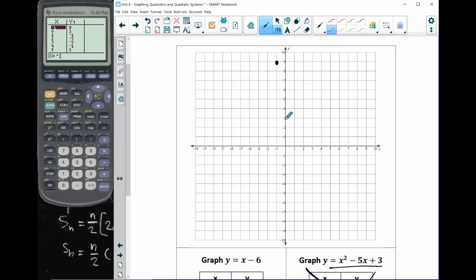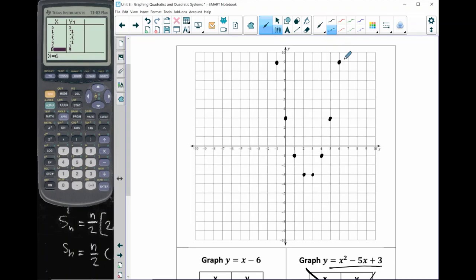(0, 3), (1, -1), (2, -3), (3, -3), (4, -1), (5, 3), and remember, we looked at when x equals 6, that's (6, 9).